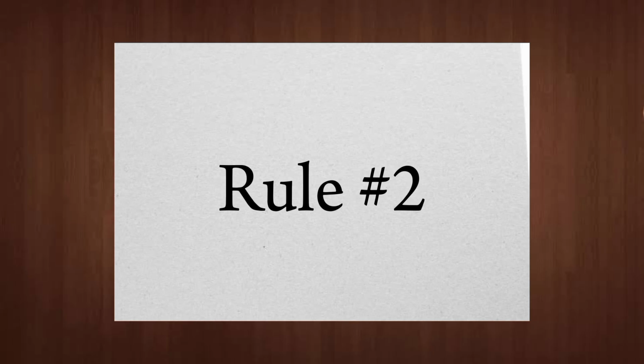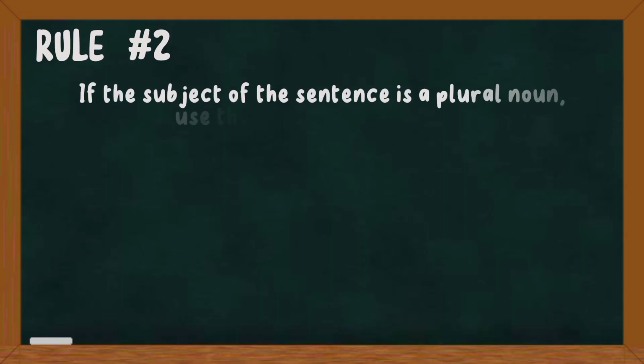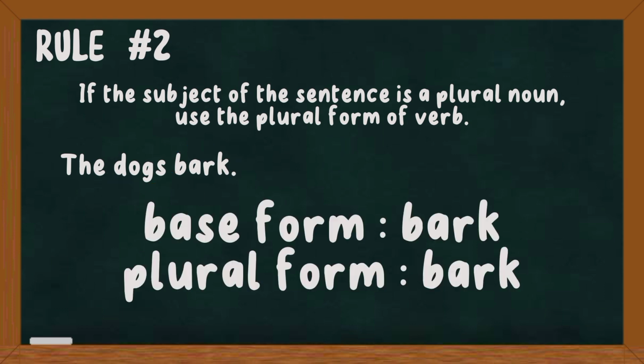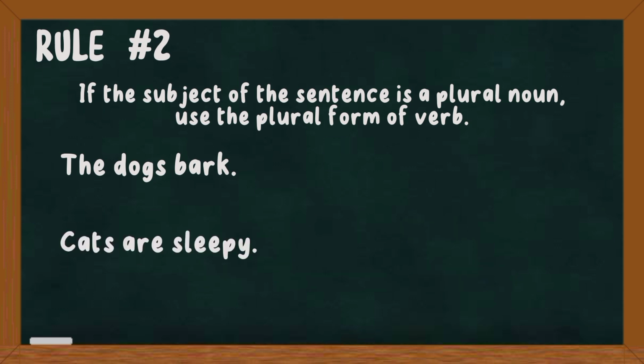Rule number 2. If the subject of a sentence is a plural noun, use the plural form of verb. The dogs bark. The subject dogs is a plural noun, hence the verb is in plural form. Also, remember that the plural form of action verbs are in its base form, so you wouldn't add any S. Cats are sleepy. Here, the subject is plural and the verb are is also in plural form.